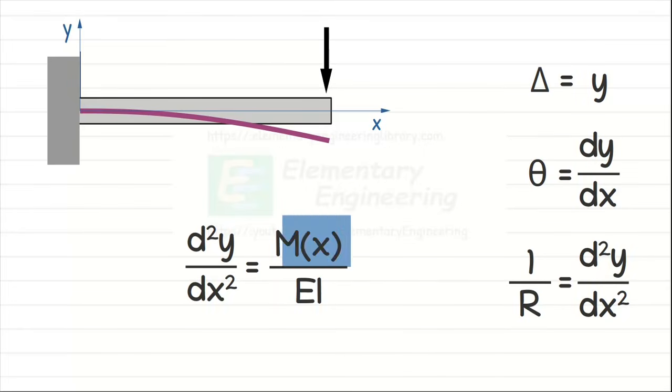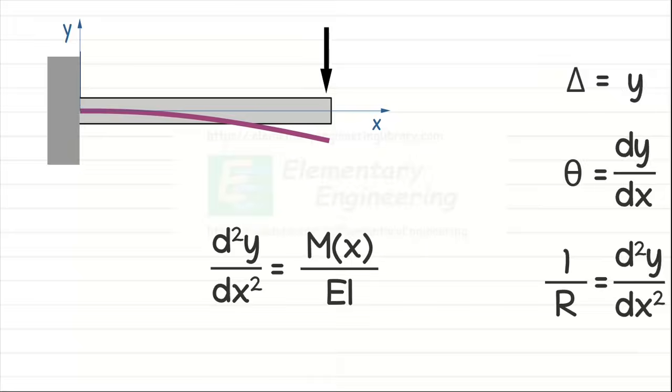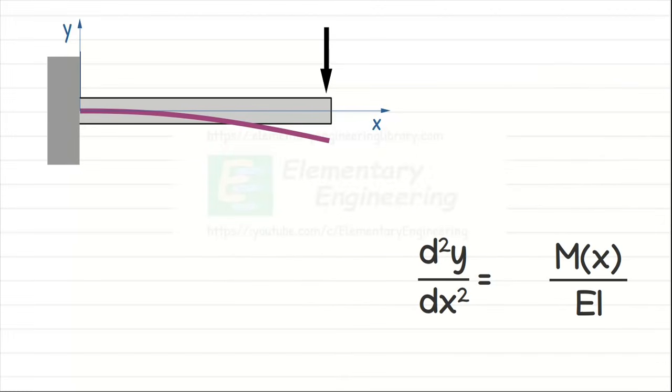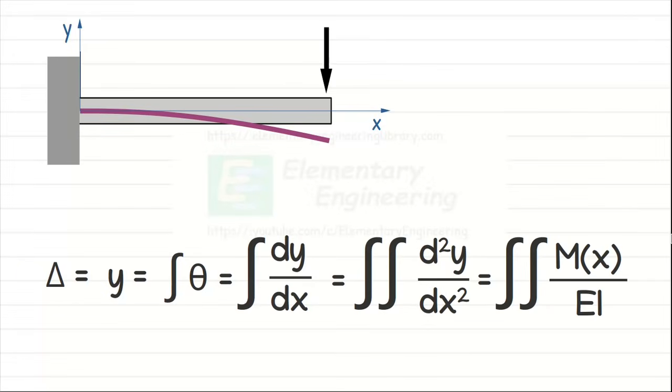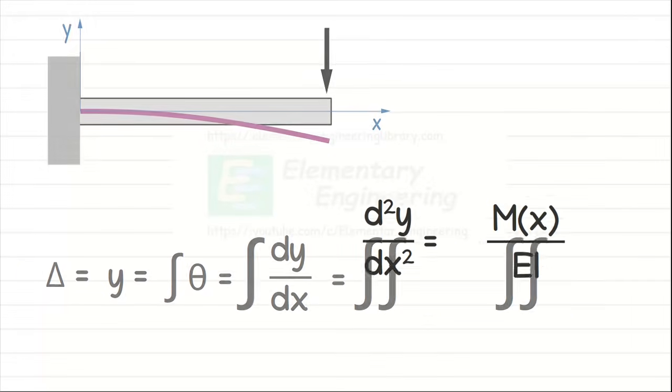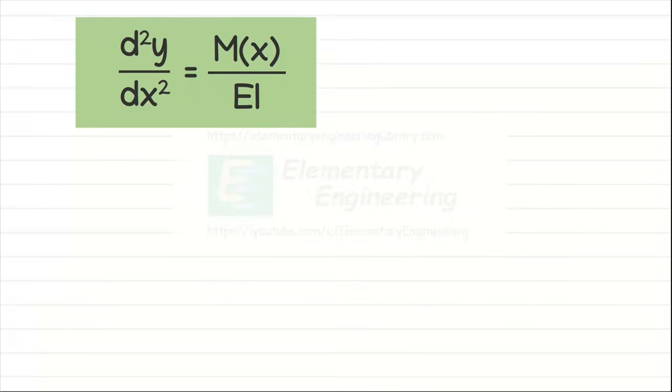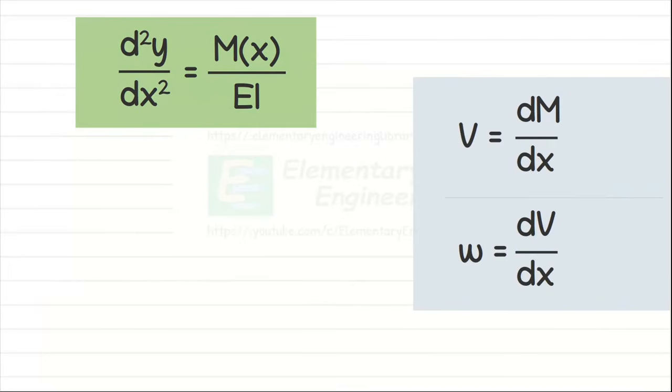Once we know the moment function M(x), we can build the shape step by step through integration. If we integrate this equation, we get dy/dx, which represents the slope or rotation of the beam. And when we integrate it a second time, we get y, which represents the deflection of the beam at any point. Also, from the known basic equilibrium relationships, we know these equations.